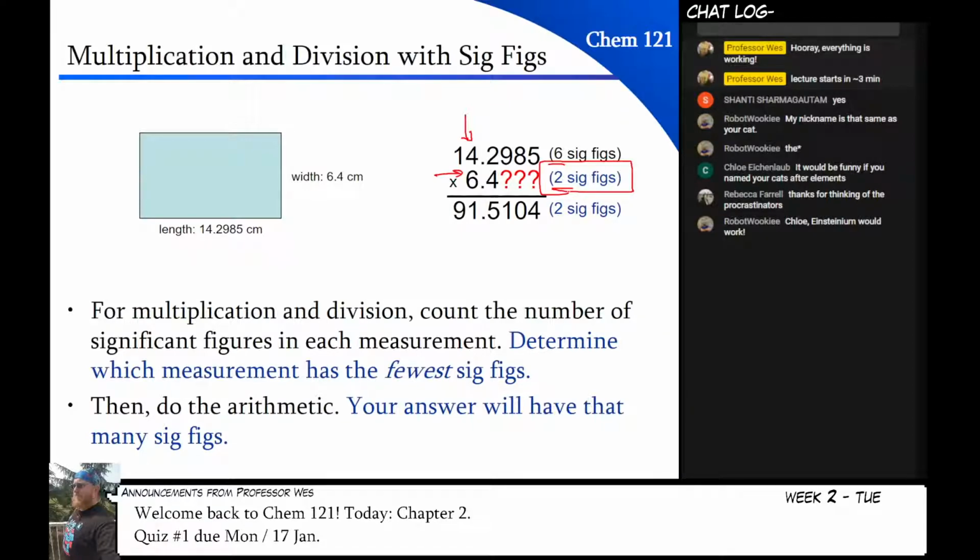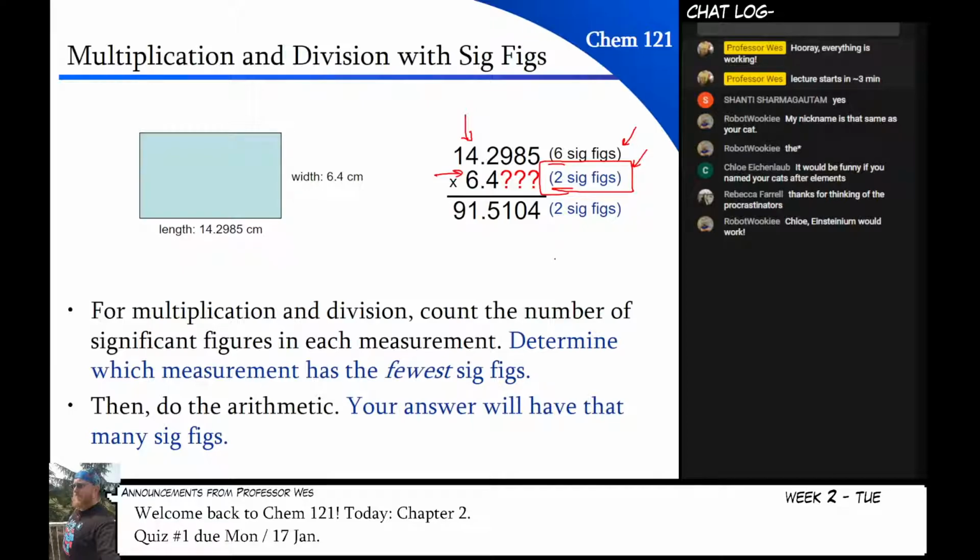This is what the calculator tells me when I do the multiplication. 91.5104. But because my values have 2 sig figs as my smallest number of sig figs, sorry, something flashed at me and I lost the mouse. Because 2 sig figs was the smaller of the number of sig figs, that's how many my answer will have. So I have to round this down to 2 sig figs.